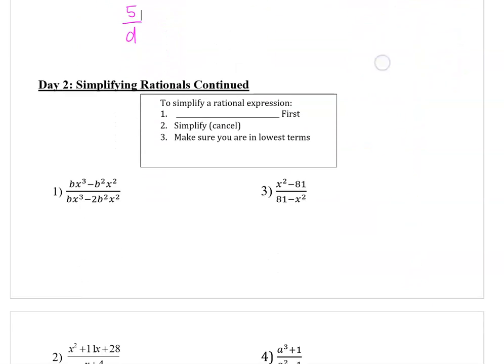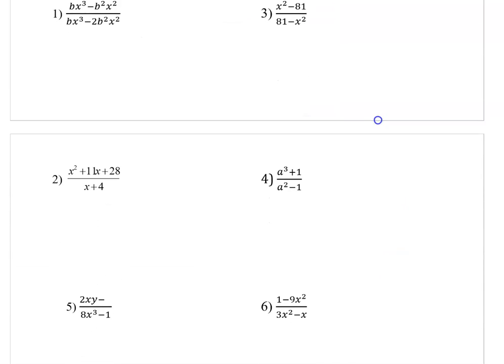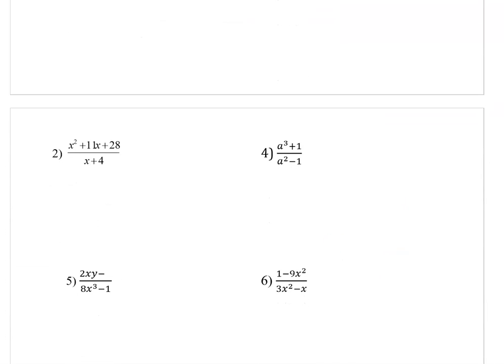So day 2 is really more of the same, it's just harder factoring problems. So again, this is factor first, then we simplify or cancel, and just make sure we're always in lowest terms. For example, I'm going to skip ahead, let's look at 2. The numerator here is 3 terms, leading coefficient of 1, so this is an add-multiplies factoring. So I can cancel the x plus 4's, and that leaves me with an answer of x plus 7.